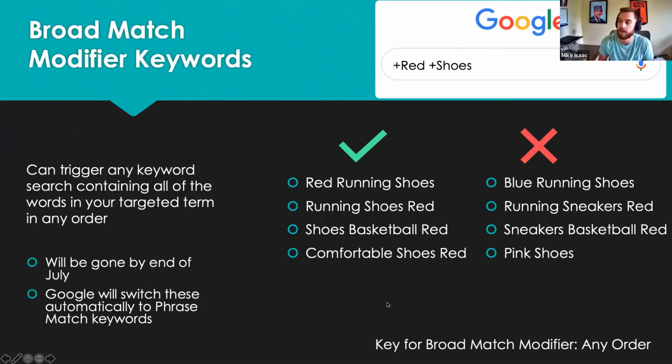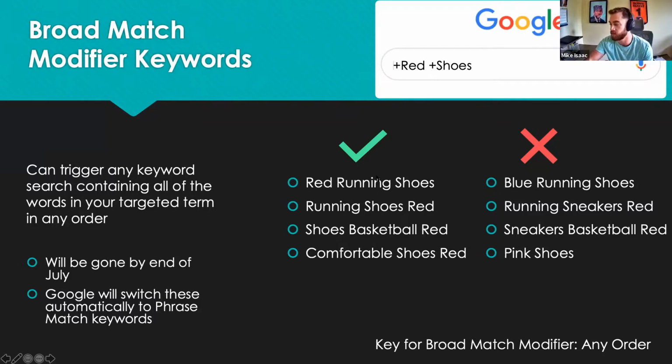The next match type is broad match modifier. Now, the one thing to keep in mind with this is it is going away at the end of the month, at the end of July. And with that change, what Google will do is automatically switch this over to a phrase match keyword, which is the keyword match type we just went over. So with a broad match modifier, that's going to be structured with pluses before each and every term within your keyword that you're targeting. So a broad match modifier can be triggered by any keyword search containing all of the words in your targeted term in any order.